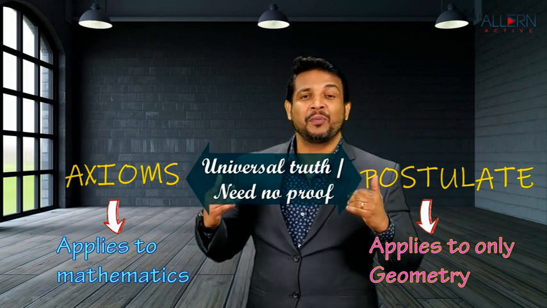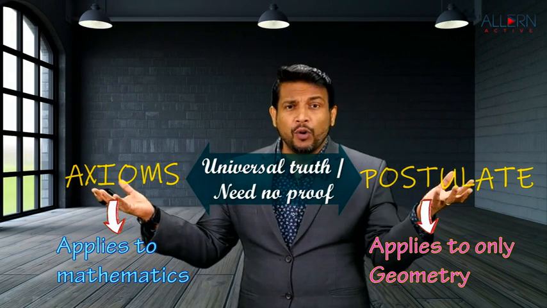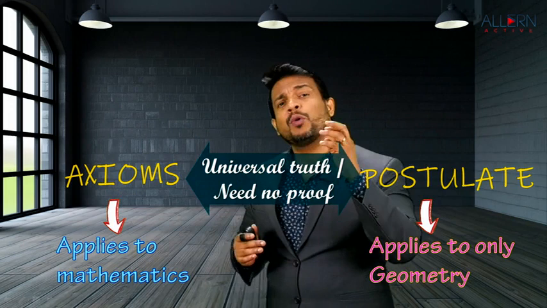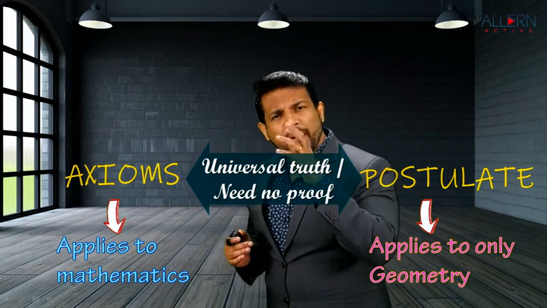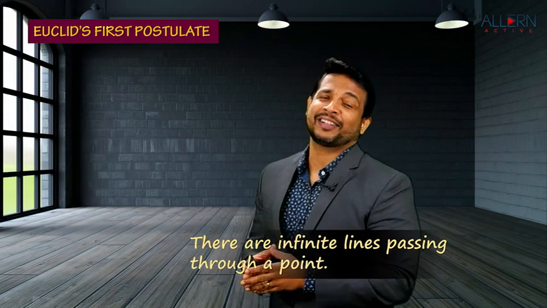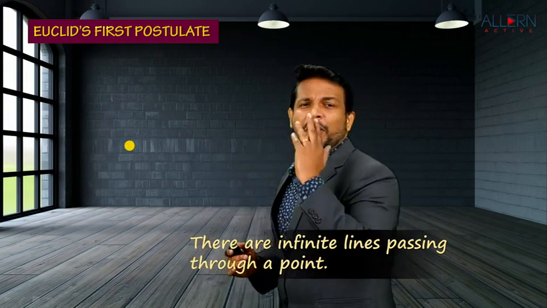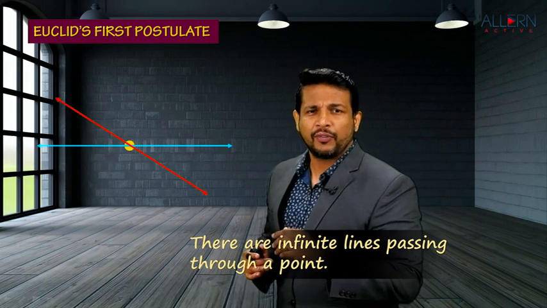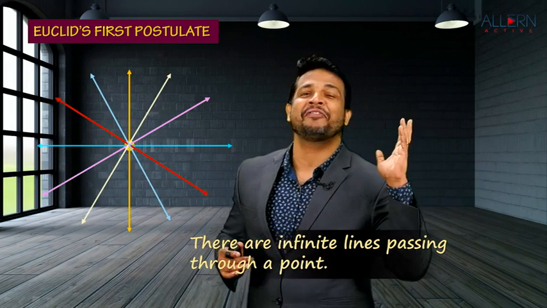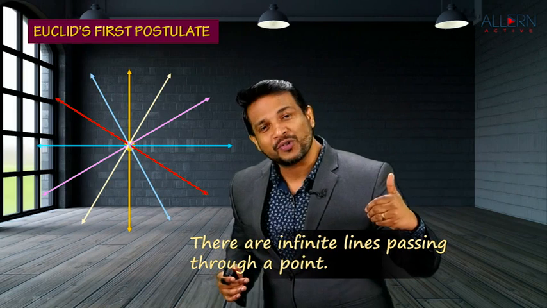But in today's modern geometry, we consider axioms and postulates to be one and the same. But we are discussing here Euclidean geometry, and he created 5 postulates, right? The first postulate, let's see that. Euclid's first postulate, what does it say? It says a very simple thing which we have already discussed. There are infinite lines passing through a point. You will say, yes, we know that. Through a point, how many lines pass? 1, 2, 50, 100, 1000? No, infinite. So we know the first postulate, right?